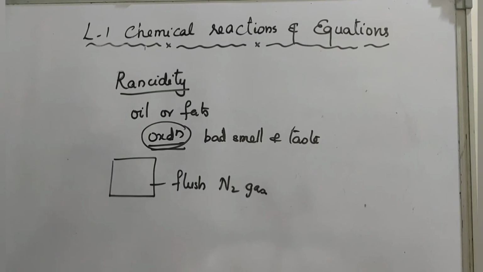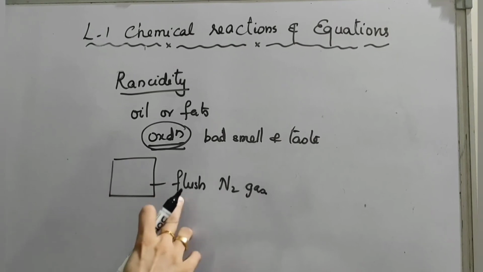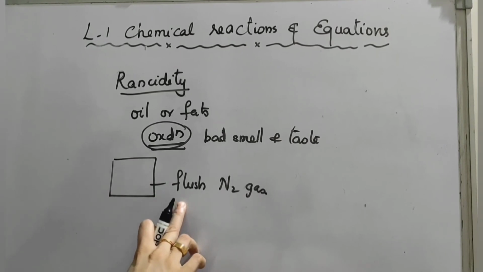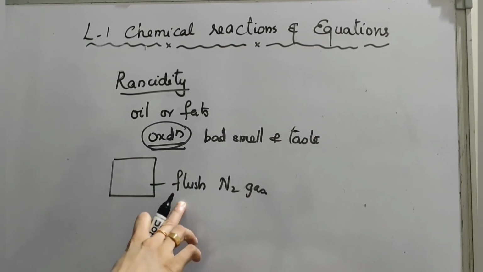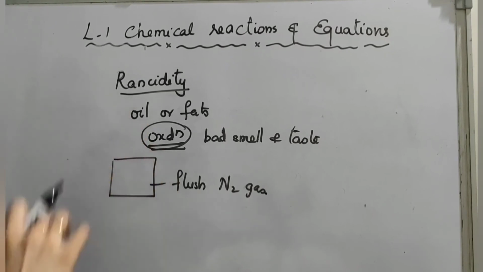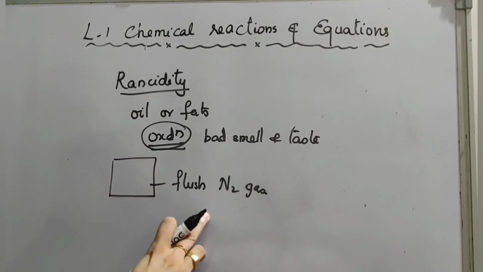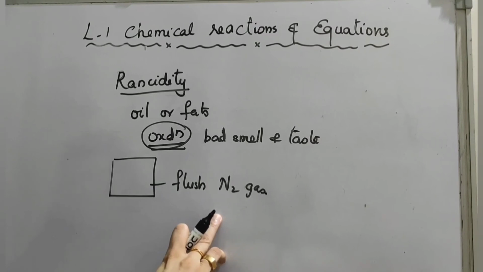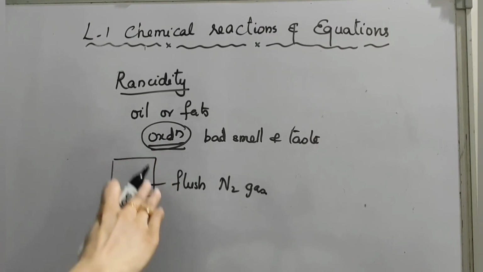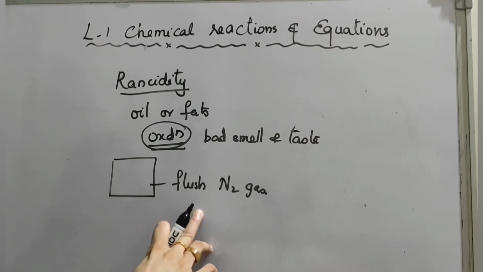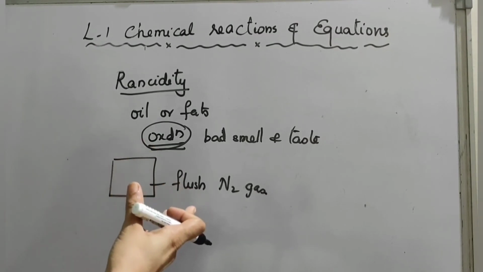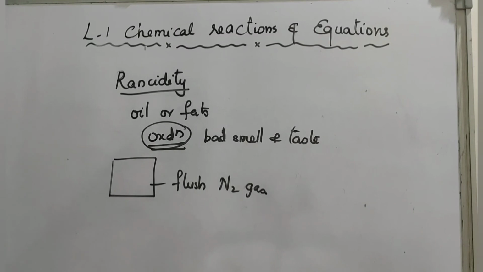In other cases, we have to keep food in an airtight container. Another preventive method is adding preservatives. These are all preventive methods of rancidity. First, flush nitrogen gas in the chips packet or wafers packet. Second, keep it in an airtight container. And third, add preservatives. These are the preventive methods. The portion is over. This much only.